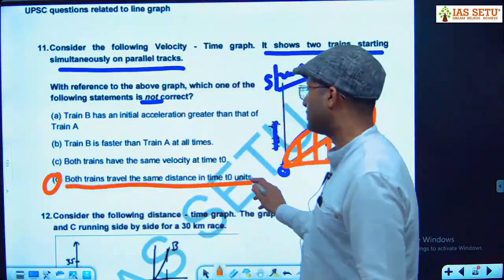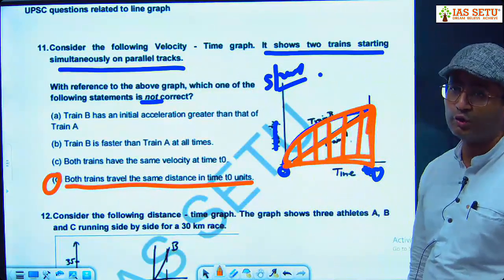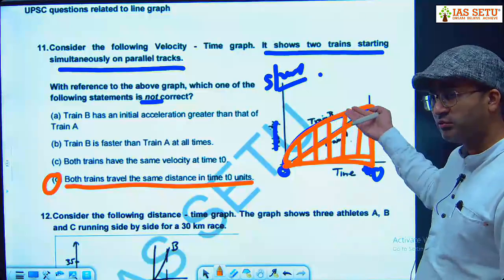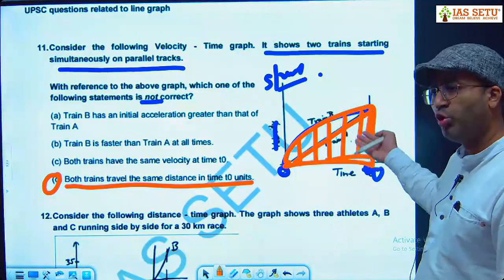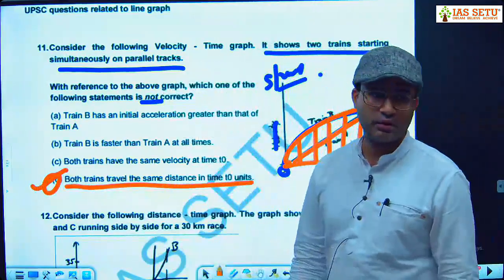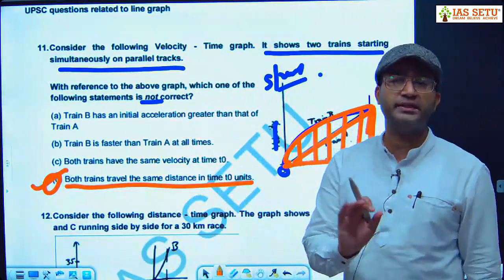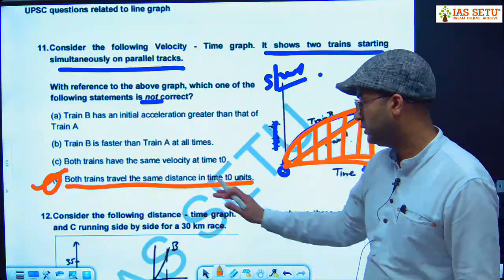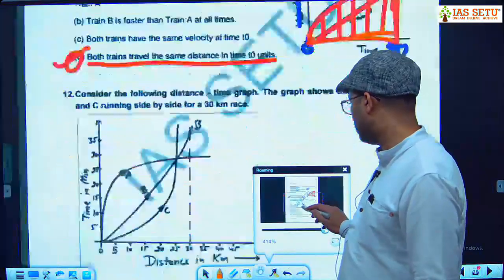Both trains travel the same distance in time T0 units. How is it possible? It is visible. Train B travels more distance than train A. Answer is D. Direct question on a speed time graph and distance relation. Next question. Question number 12.